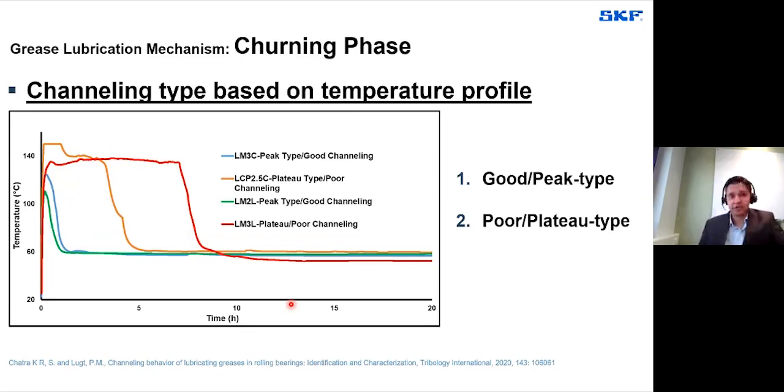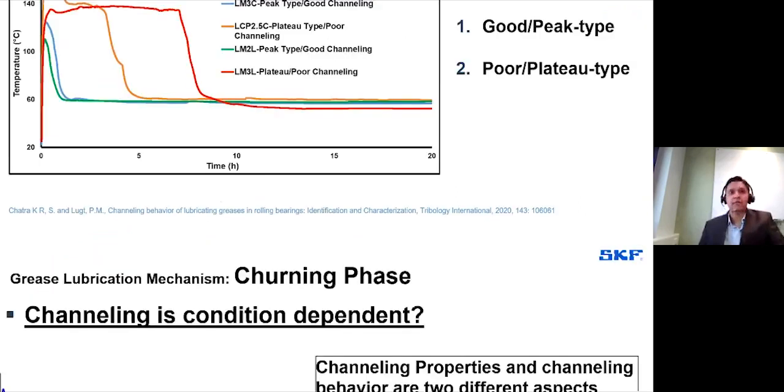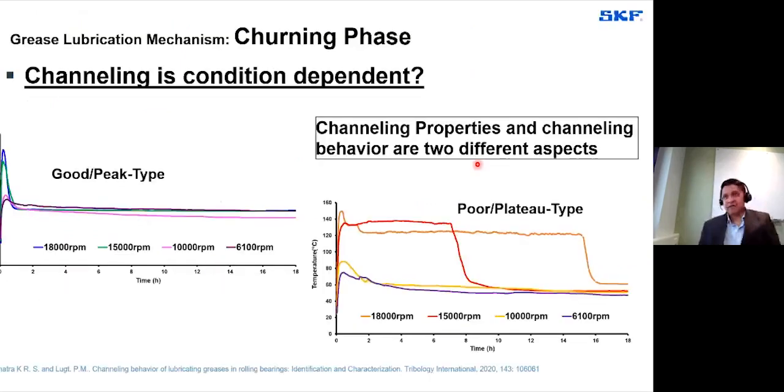So is channeling condition dependent? Before answering that question, I wanted to tell that there are two things here. One is channeling properties, and another is channeling behavior. These two are very different aspects. For example, channeling properties are the grease properties. If a grease has a channeling property, then it will act as a good channeling grease. If a grease lacks the channeling properties, then it definitely acts as a poor channeling grease.